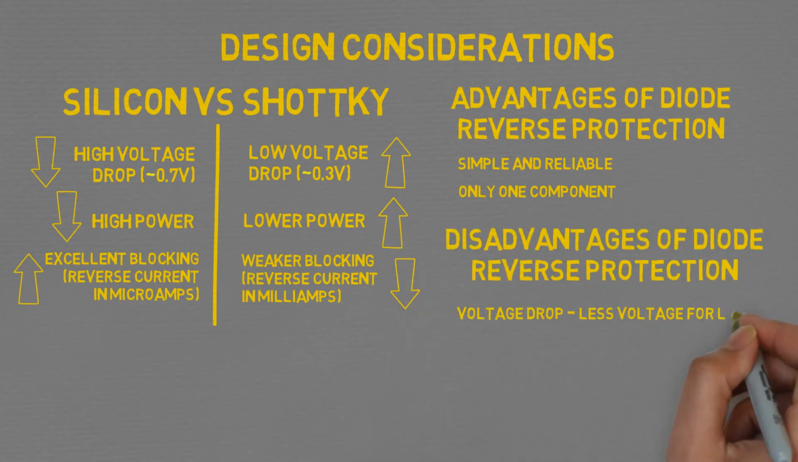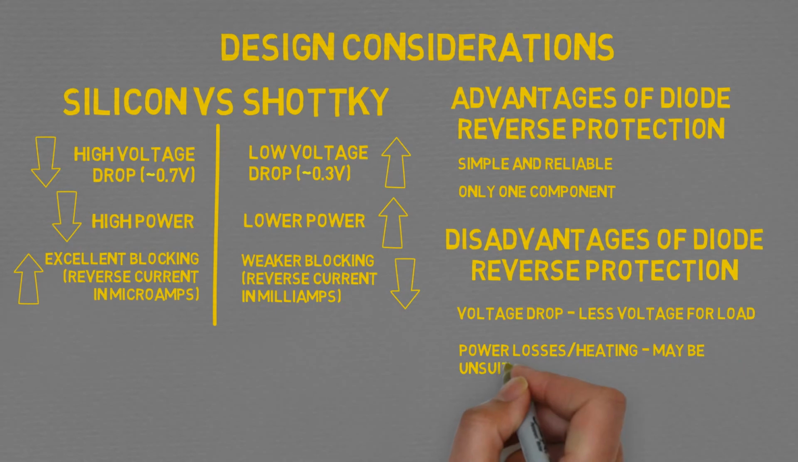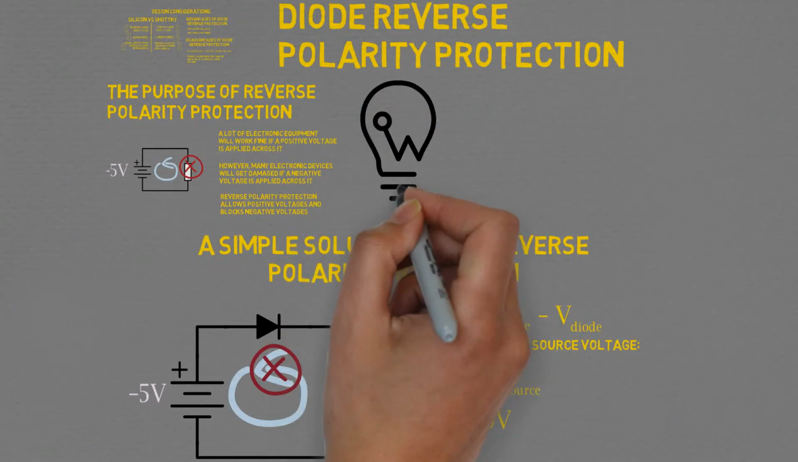This takes voltage from the load, and this may be unacceptable for some low voltage designs. The other disadvantage is the power losses and heating. In high current designs, the power losses may cause the diode to get too hot. Next up, we'll look at how diodes can be used to handle multiple power sources.